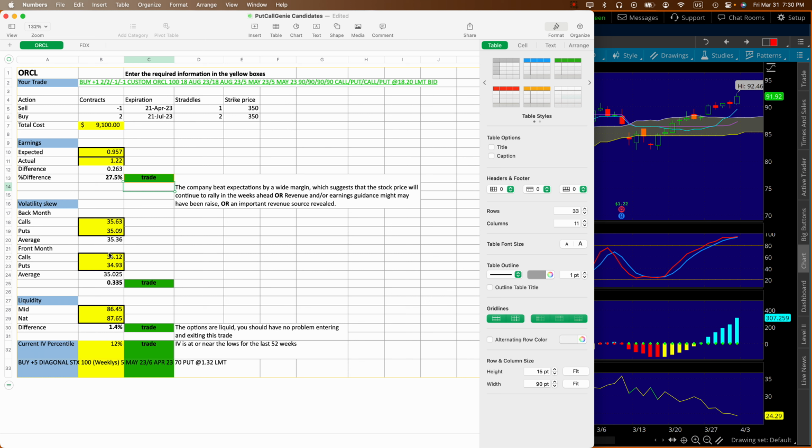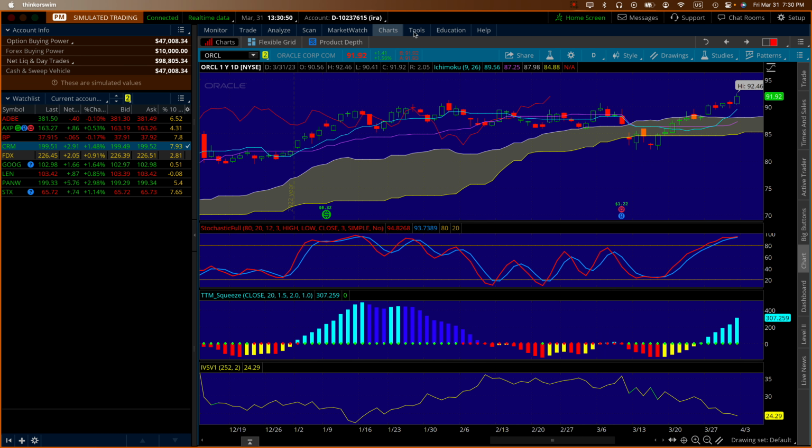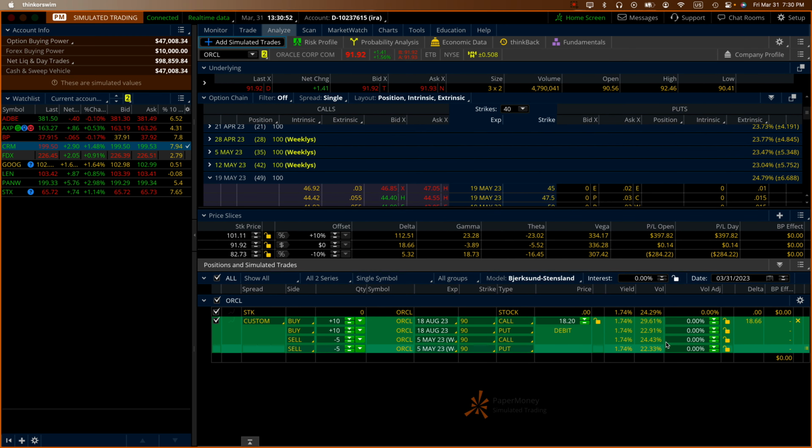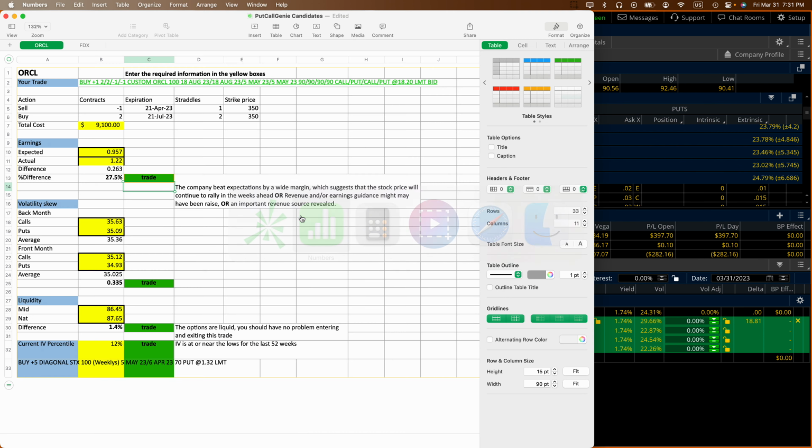So that explains. Okay, now we're going to analyze the volatility skew. Go to the Analyze tab. Look here at the bottom, my prices. Those are my volatilities for each leg of the trade. So let's go and enter those numbers here. For the calls, back month, what is the volatility? 29.52. For the puts, back month, 23.02.